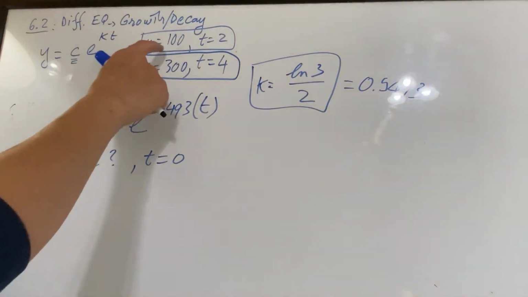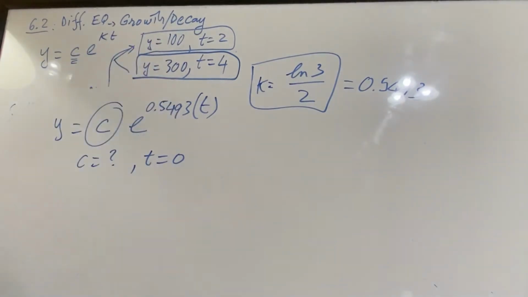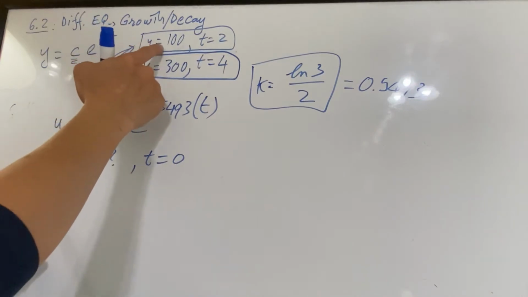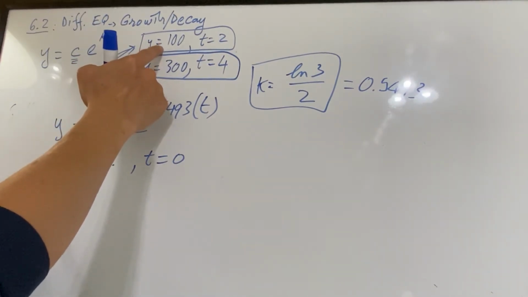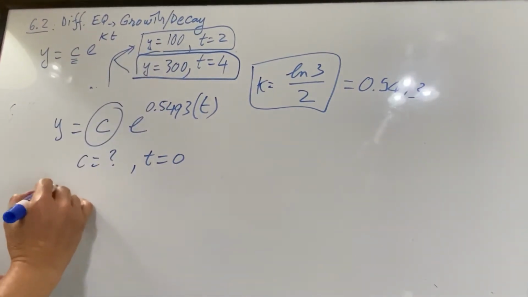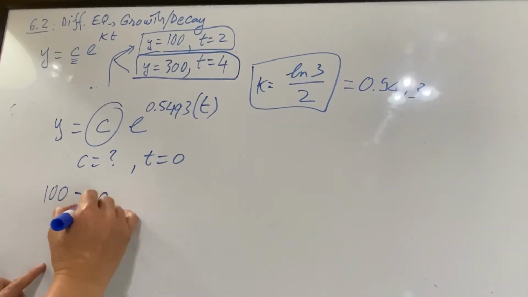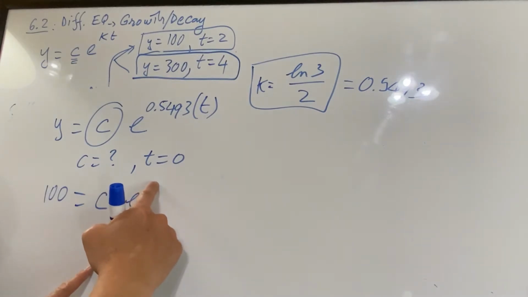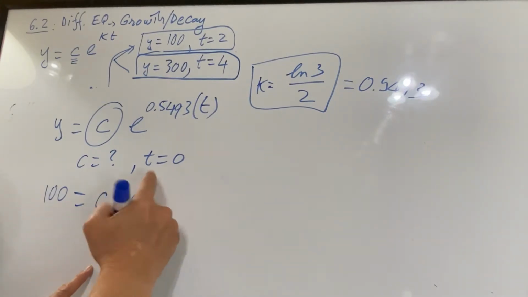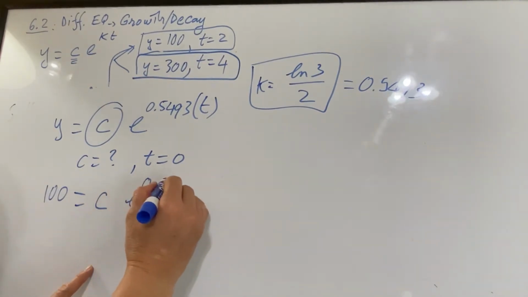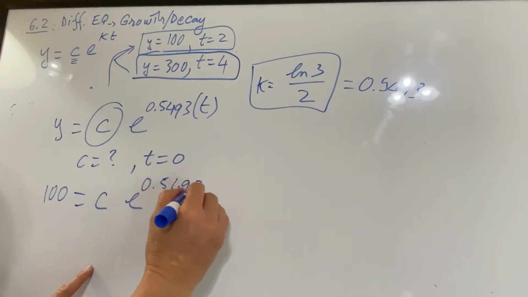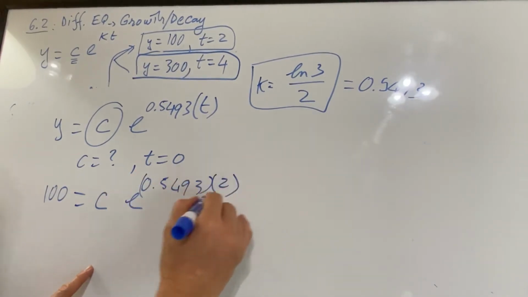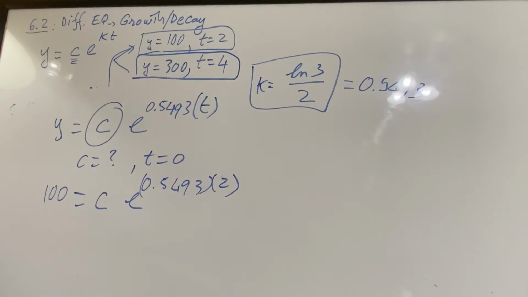Let's use the point right here. You are going to solve for c, okay? So the point right now you are solving is using this point. y is 100 equals c, e to, let's see, you have right now 0.5493 times 2. Okay, if you use 2 right there, you will have what?